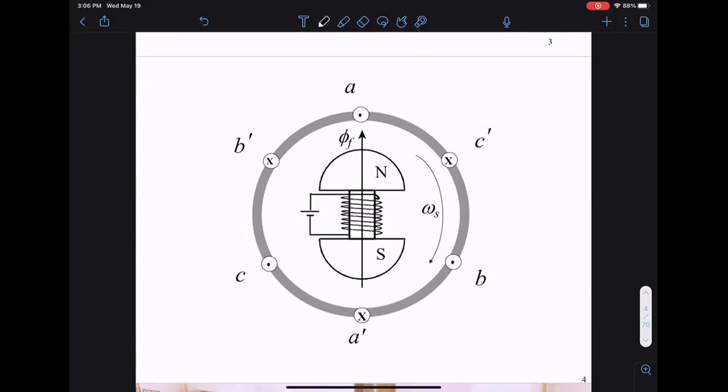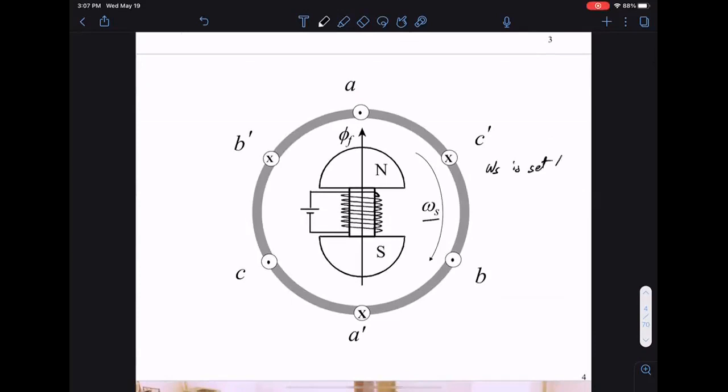The reason this is called a synchronous machine is the fact that this omega s, this angular frequency, is set by the generator itself. You don't need an existing field to do this. You can turn the rotor at a speed omega s that you want, and that's the frequency of the sine wave that will be generated. So synchronous means I can set my own frequency. Later, we'll see that for the induction machine this is not the case; you cannot set your own speed. But for a synchronous machine, you can.